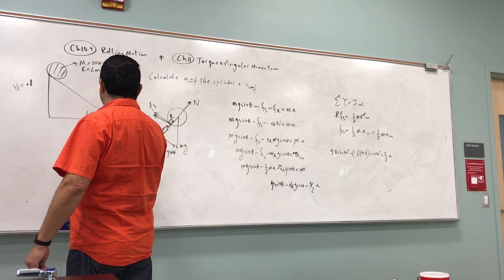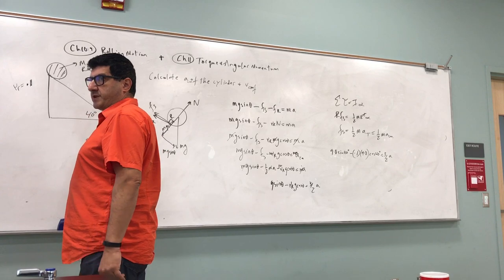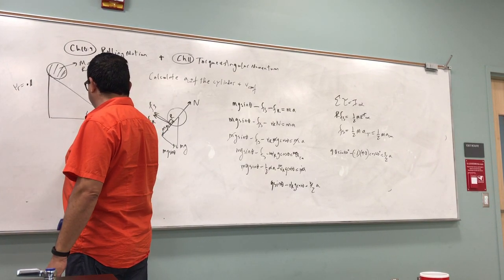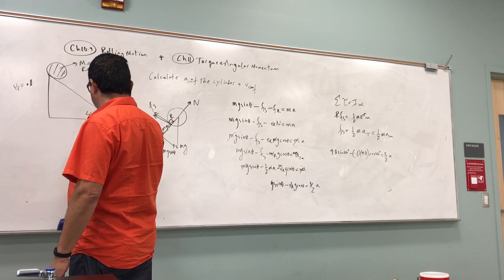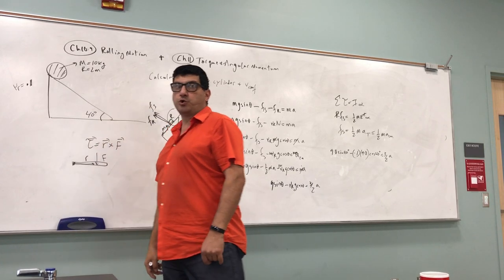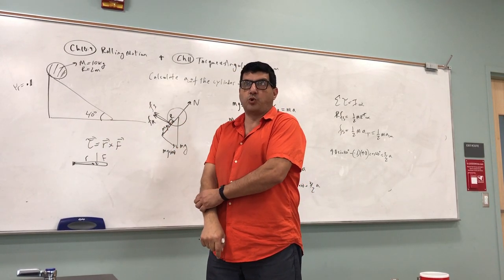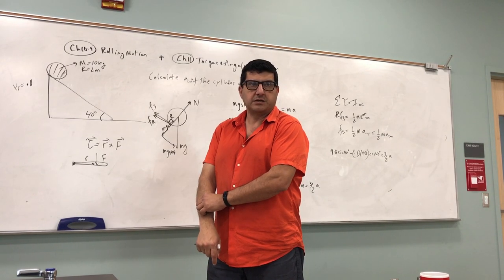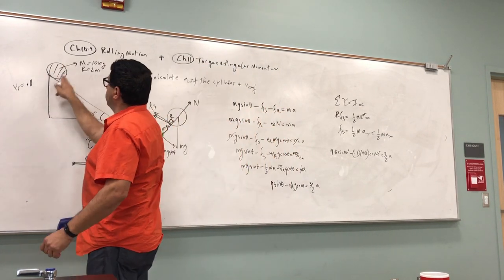The R crossed into F, but then where's the R measured from? From the center? Well, let's say in the case of a rod, if it's pivoted here and you exert the force of F, the R would be here, right? So R is always a vector from the pivot point around which the object is rotating. So in this case, around what point is this object rotating?